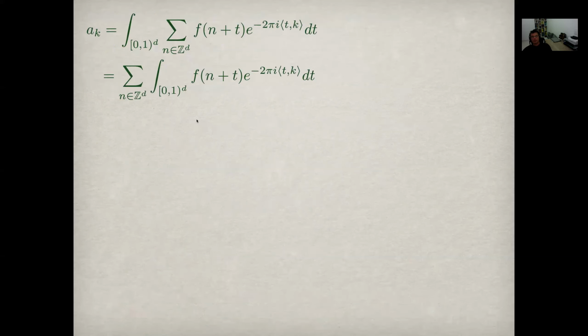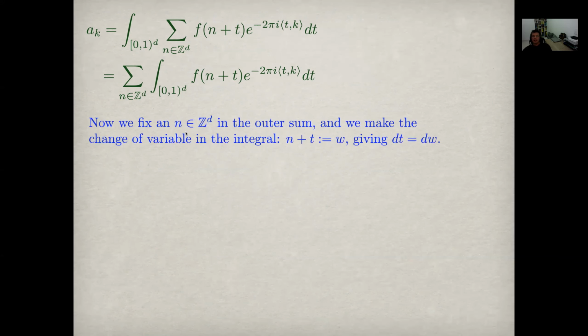This is recapitulating the last line from the last slide. Now we fix an integer vector n in the outer sum, and let's see what happens if we make this change of variable inside the integral. We let n plus t be w, so we get dt is dw, clearly, because little n is fixed, a constant with respect to the measures. And so now dt becomes dw, t becomes w minus n. And instead of integrating over the unit cube, we're integrating over the unit cube plus n, because as t varies over the unit cube, t plus n varies over the unit cube plus n. Okay, so there we have it.